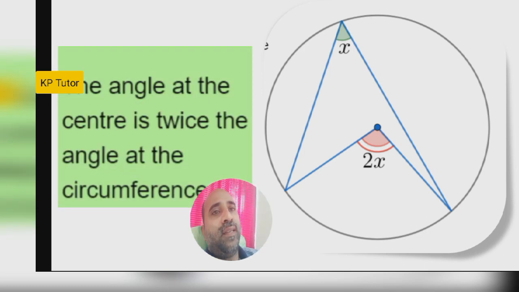Angle at the center is twice the angle at the circumference. For example, if x is given as 20, then 2x means 40, double, twice. So let's go to the past paper questions.